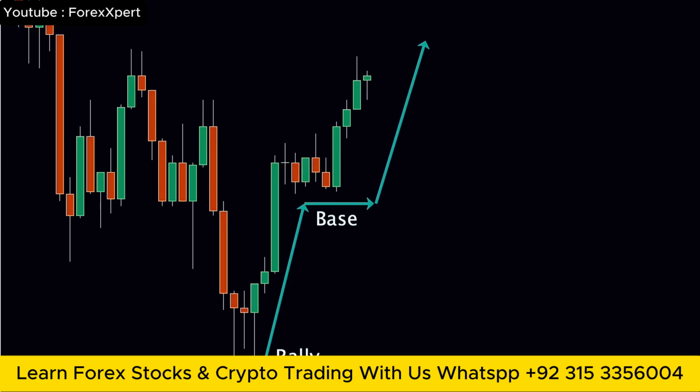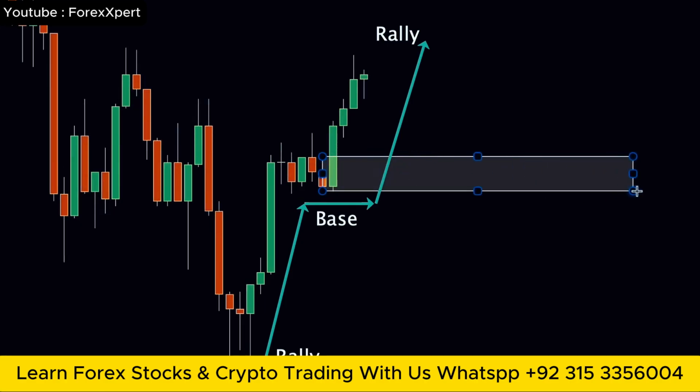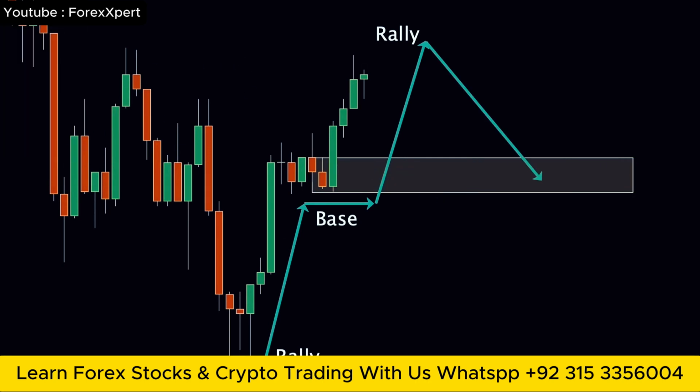But for those in the know, it's a completely different story. This base is where institutions are quietly adding to their positions, preparing for the next leg up. They're accumulating more buying power while keeping the market calm. What we're looking for here is the next move, the second rally. When the price breaks out of the base, that's our confirmation that buyers, led by smart money, are still in control. As scalpers, our focus is to catch the move when the price returns to retest the base. That's where we can enter quickly, ride the continuation, and exit just as fast with profits in hand.